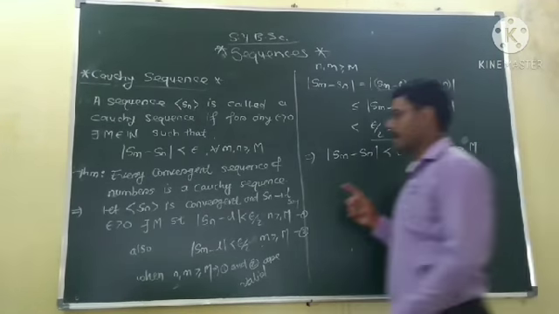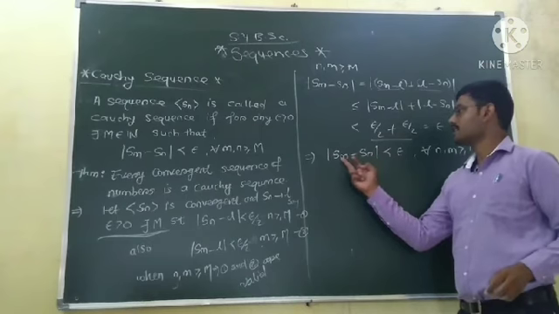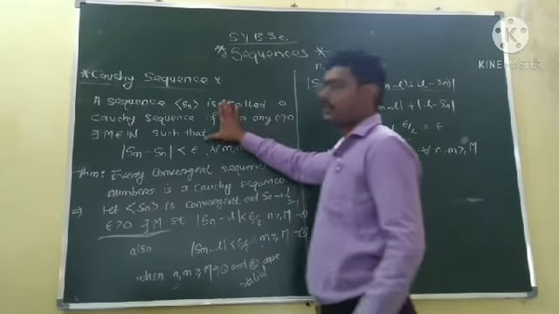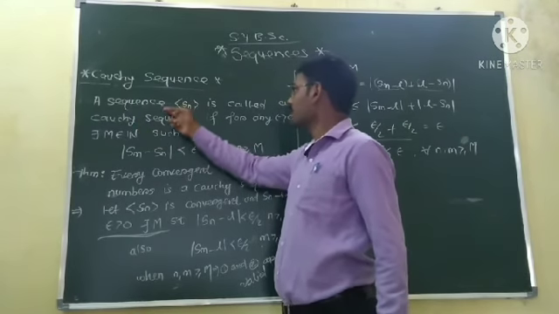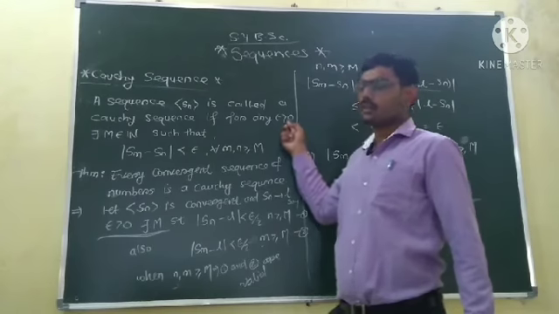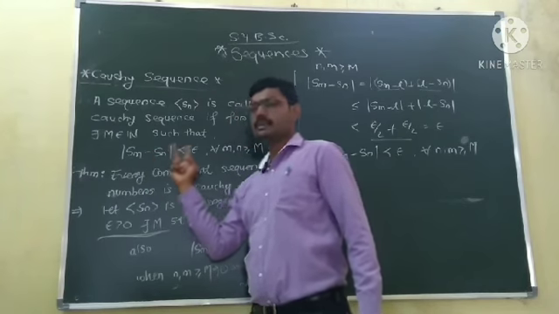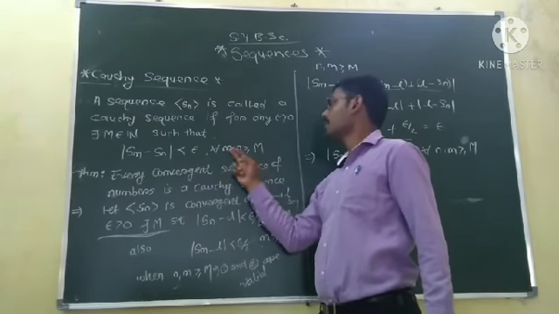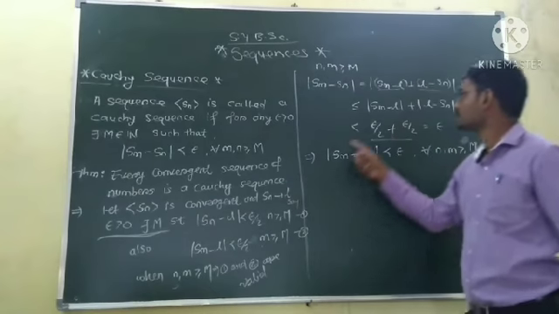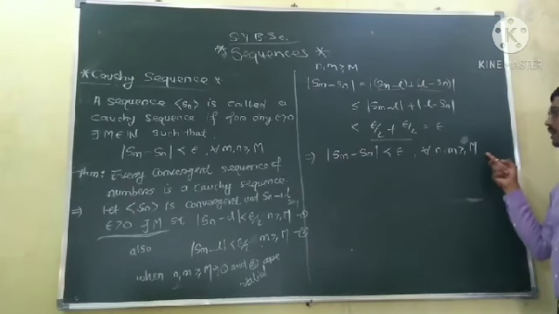So for any epsilon greater than 0, we have found M such that the difference between Sm and Sn is less than epsilon for all n, m greater or equal to M. And this is the definition of a Cauchy sequence. What is the definition? A sequence Sn is said to be a Cauchy sequence if for any epsilon greater than 0, we can find M, a natural number, such that the difference between Sm and Sn becomes less than epsilon for all the values of m and n greater or equal to that M.